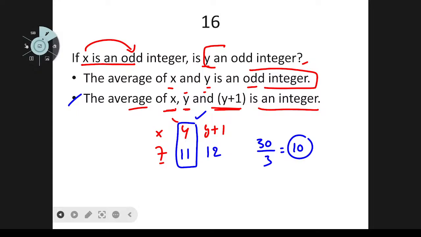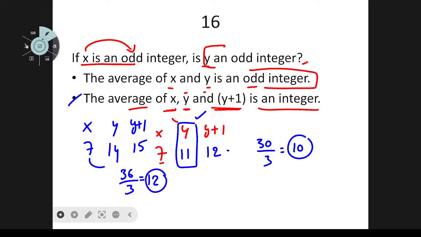Let's see. I will take x is equal to 7. I will take y is equal to 14. Plus 3 I am taking. So here also this will become plus 3. So y plus 1 will become 15. Now what will happen? 21 plus 15 will be equal to 36. 36 divided by 3 is equal to 12. Am I getting the integer? Yes, I am getting the integer. Am I allowed to take these values?